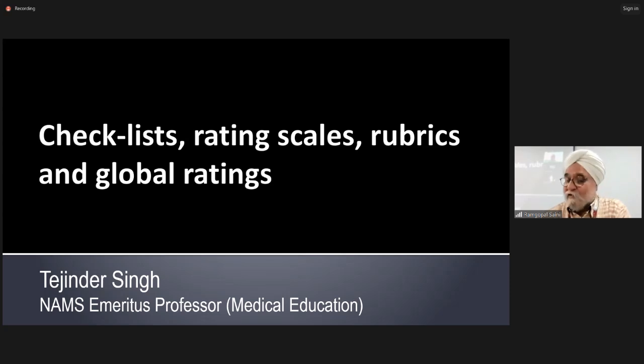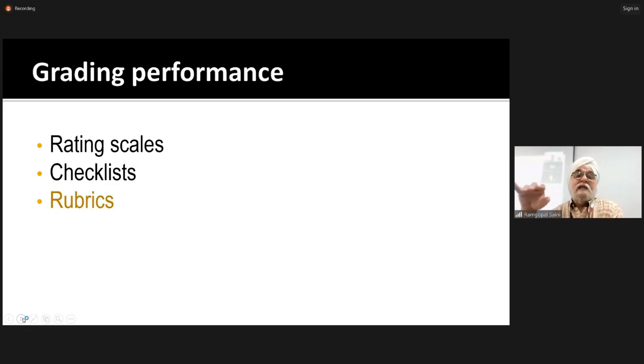Okay, so we'll discuss some of these issues today. And rather than going theoretically into designing various rating scales, we would try to focus on their utility in medical education, as to how exactly you can use them, especially for student assessment, because that is one area where it can help us a lot.